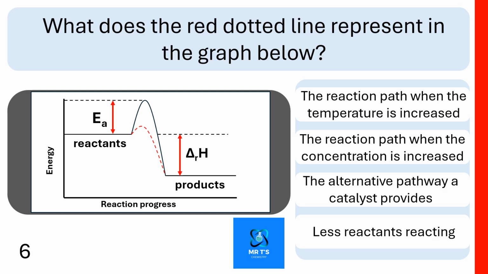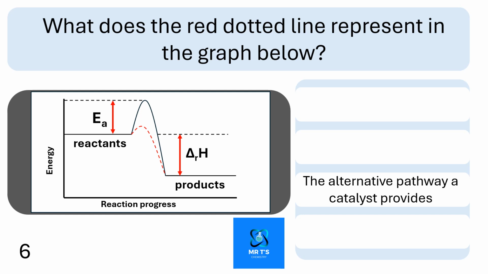What does the red dotted line on this graph represent? Is it the reaction path when the temperature is increased? Is it the reaction path when the concentration is increased? Is it an alternative reaction pathway, or less reactants being added? What does the red dotted line represent in the graph below? And the red dotted line, of course, represents the alternative pathway that is produced when a catalyst lowers the activation energy.